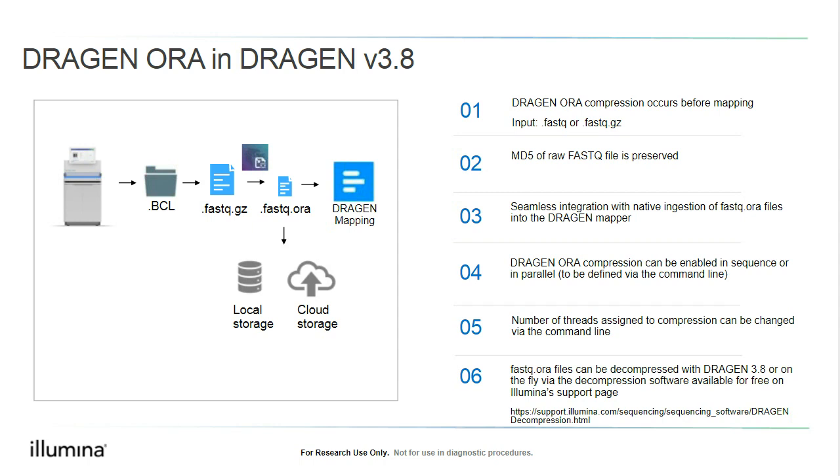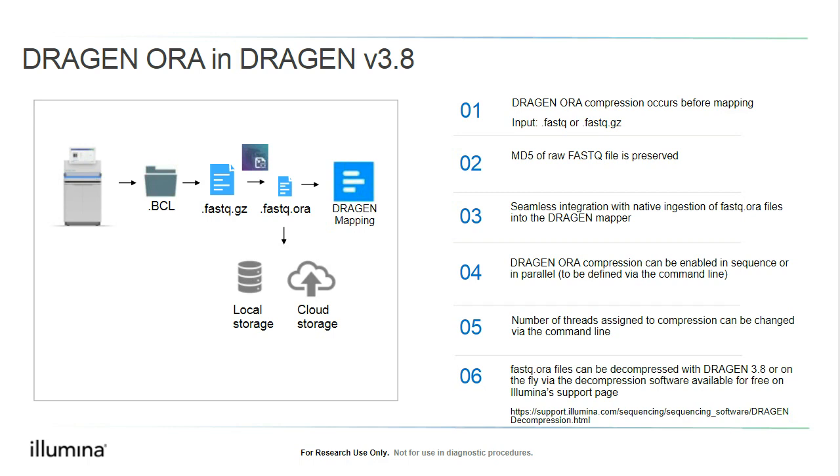The FASTQ.ORA files can be decompressed using the DRAGEN 3.8 software, or you could download standalone decompression software from Illumina's website, and that will let you decompress this file on any node anywhere else you want to do that. So what we are trying to highlight here is that the FASTQ.ORA files are completely portable, which means to decompress these files, you do not need access to a DRAGEN server or any DRAGEN license.